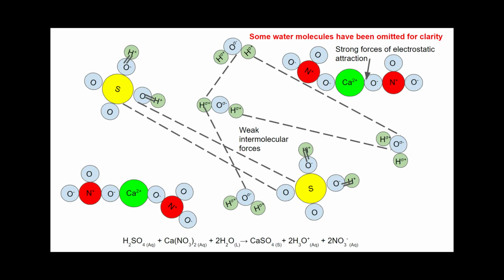The sulfuric acid dissociates to form H+ and SO4 sulfate anions, while calcium nitrate dissolves to form Ca2+ calcium cations and NO3- nitrate ions.